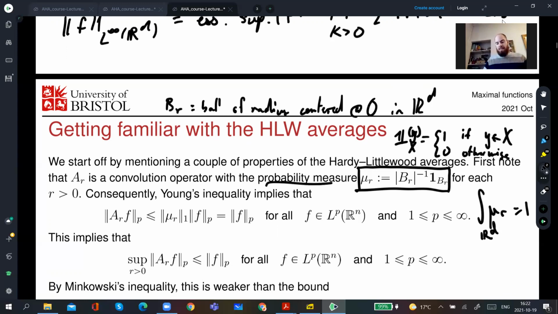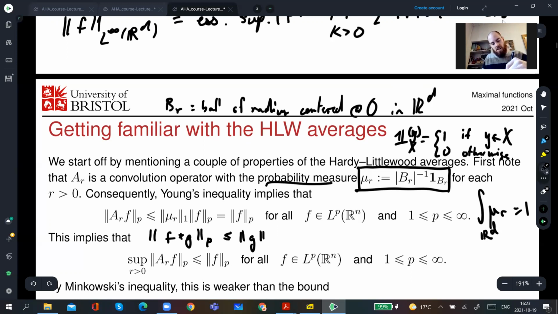Now, this is true for every positive r. Since we have that, Young's inequality, which says f convolved with g in LP is at most g in L1 times f in LP, tells us that the LP norm of any fixed average applied to my function is at most the LP norm of the original function. Okay.